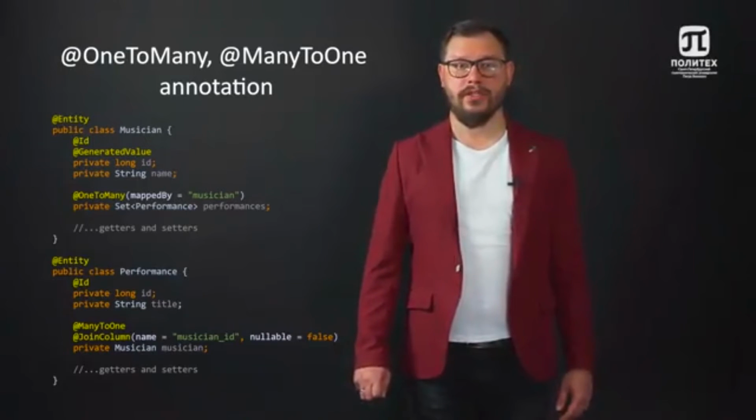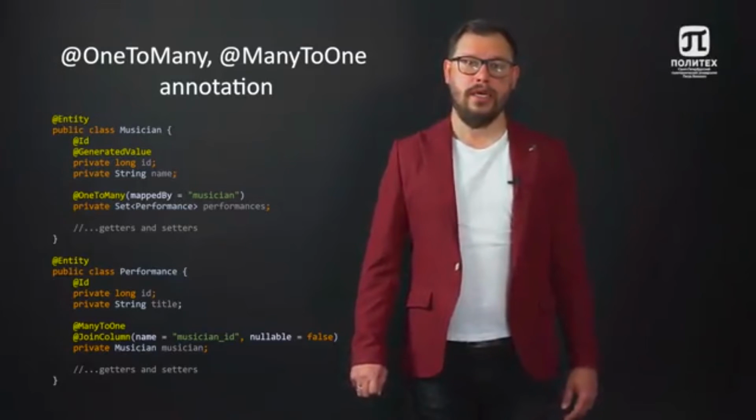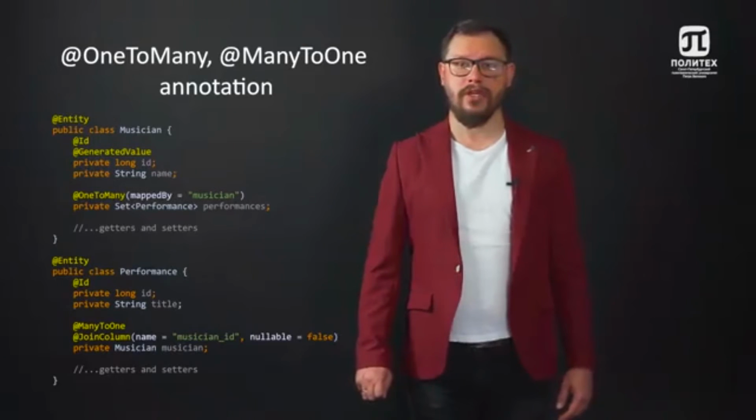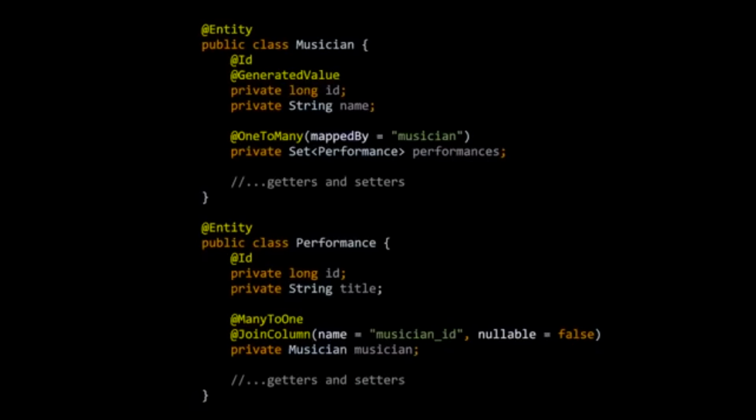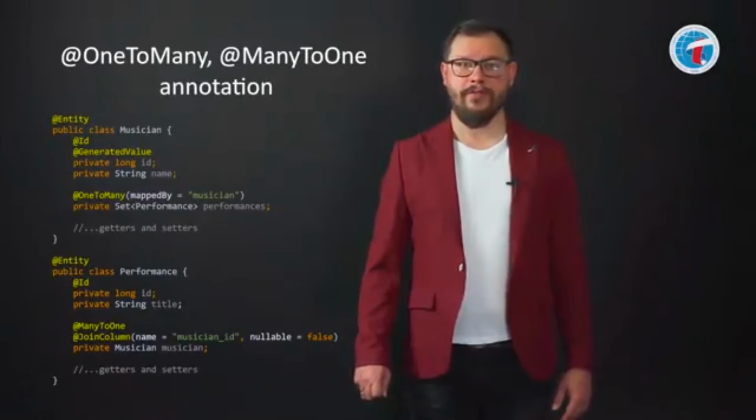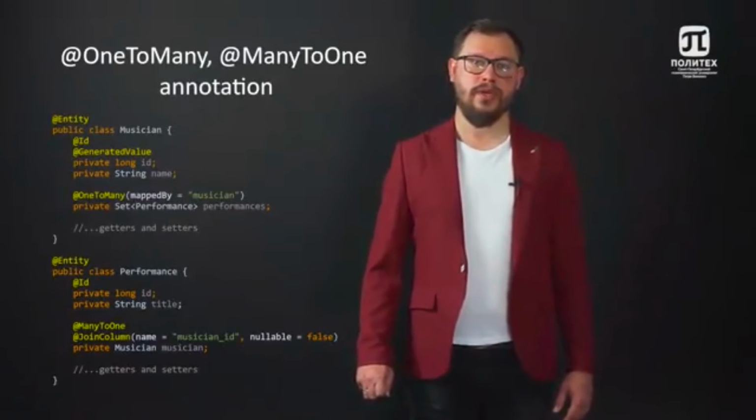We also add a reference to musician in performance using many-to-one, making this a bidirectional relationship. Bidirectional means that we are able to access performance from musician and also musician from performance. The mappedBy property is what we use to tell Hibernate which variable we are using to represent the parent class in our child class. The join column annotation references the mapped column. Now, if musician referenced performances, but performances didn't in turn reference musician, our relationship would be unidirectional.